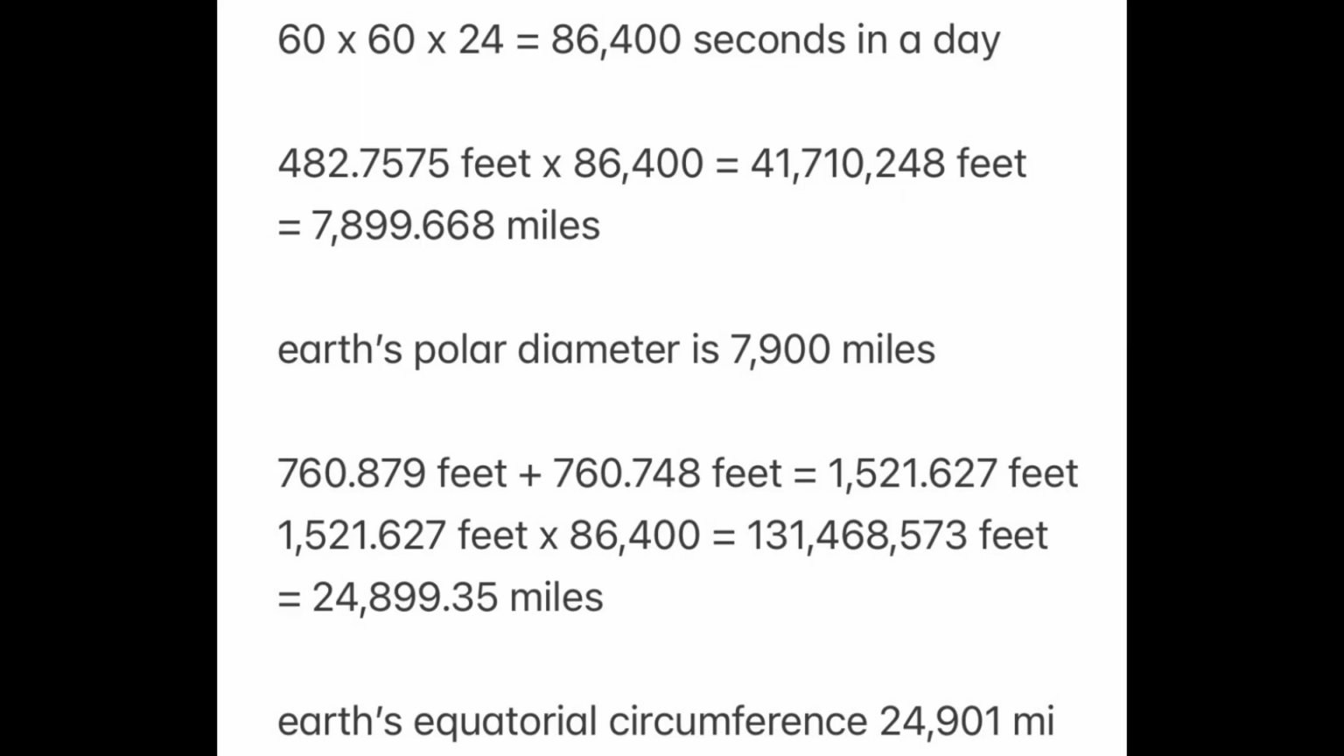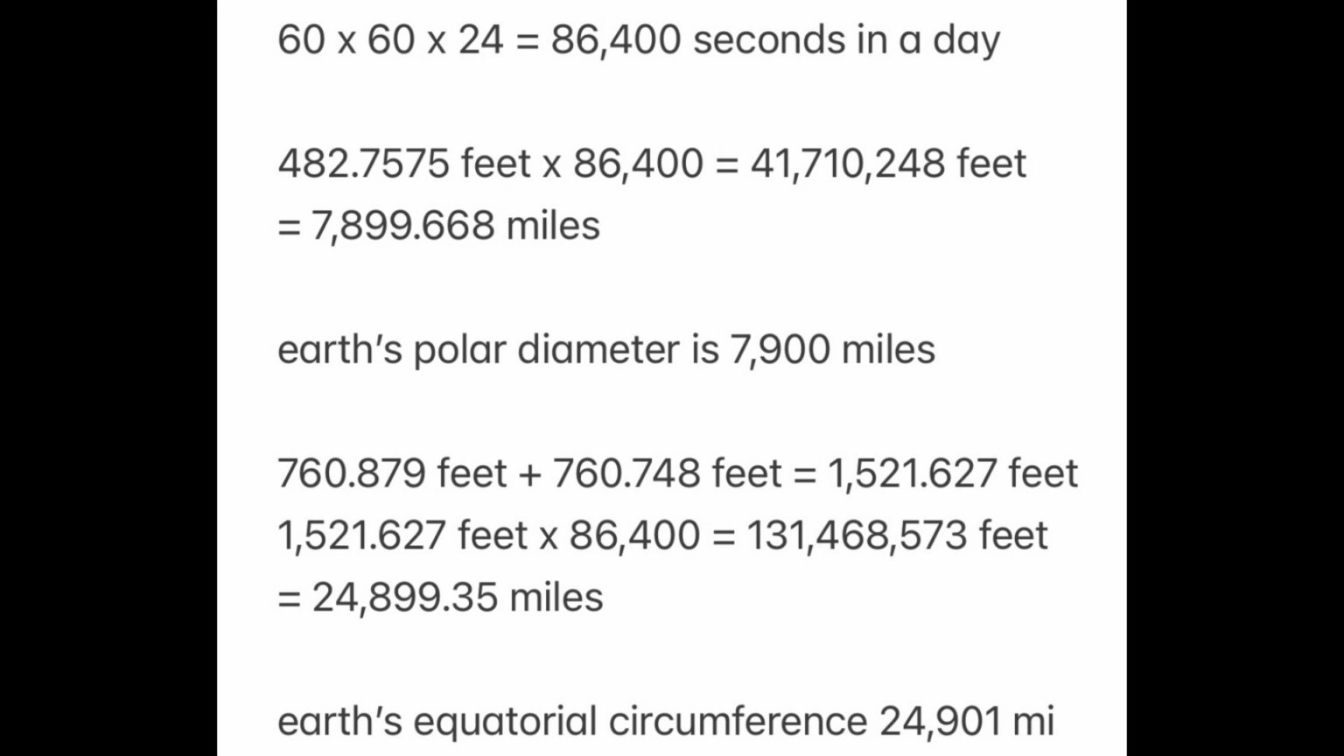482.7575 feet. You get 41,710,248 feet. That equals 7,899.668 miles. That is Earth's polar diameter. Earth's actual polar diameter is 7,900 miles. That is so extremely close, creepily precisely accurate.